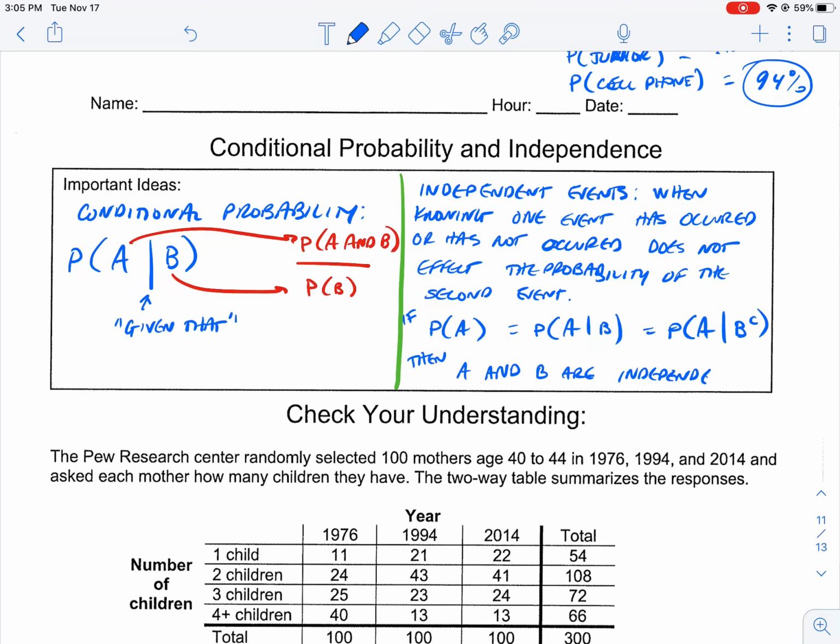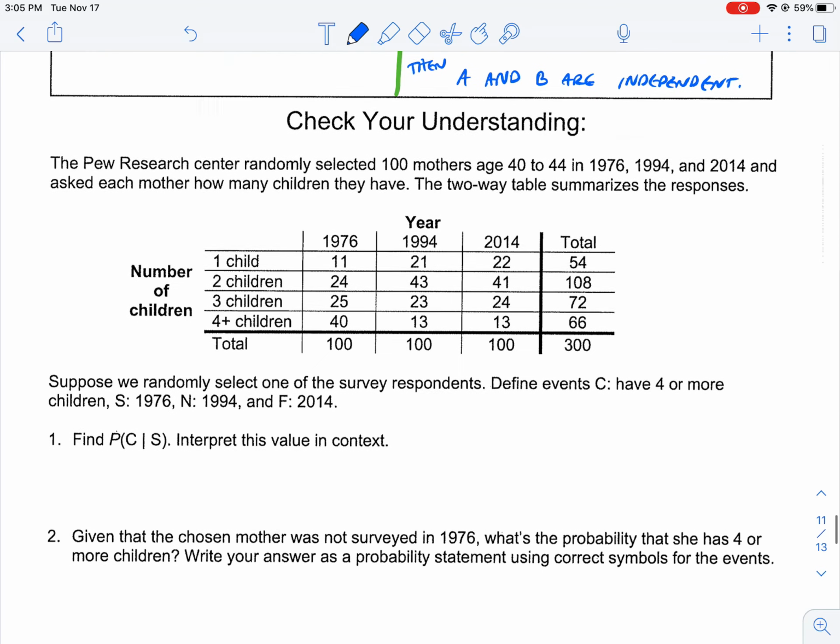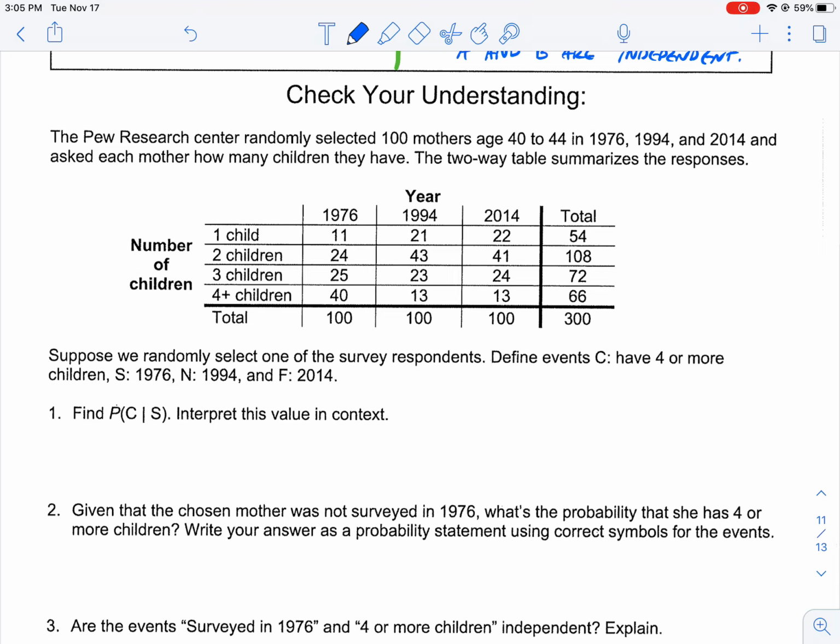So maybe your head is spinning there and you're like, I'm not exactly sure what that means. Let's do a little example here, and you can get an idea of what we're evaluating against one another. So here is a big giant list of data from a Pew Research study that selected 100 mothers from age 40 to 44 in 3 different years: 1976, 1994, and 2014. And they asked each mother how many children they have, and then the two-way table summarized these results.